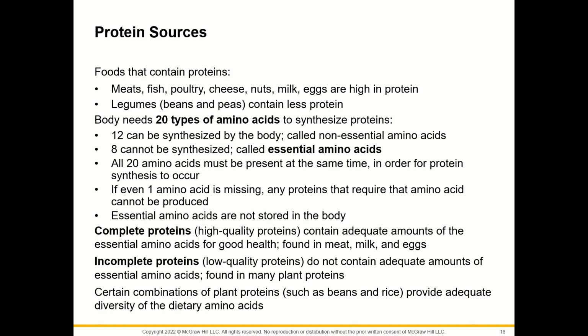So complete proteins are high quality proteins that contain adequate amounts of the essential amino acids for good health. They're found in meat, milk, and eggs. Incomplete proteins or low quality proteins do not contain adequate amounts of essential amino acids, and they're found in many plant proteins. And so that's why, as I said earlier, certain combinations of plant proteins, such as beans and rice, provide adequate diversity of the dietary amino acids. I think another one is like corn and beans.